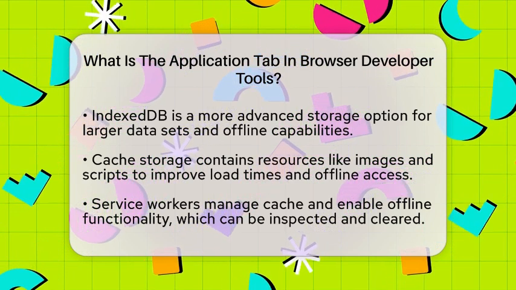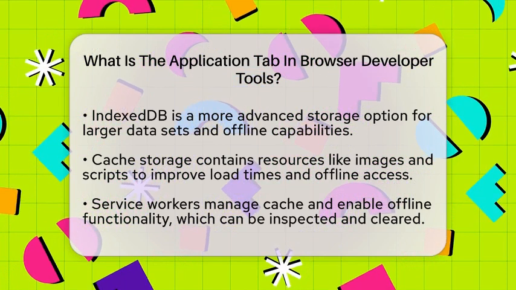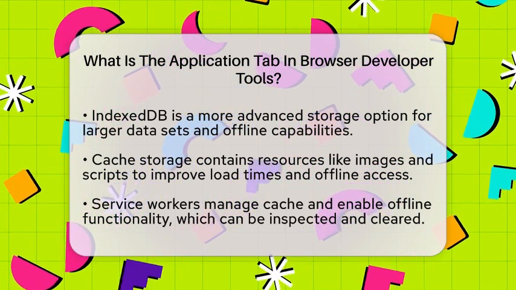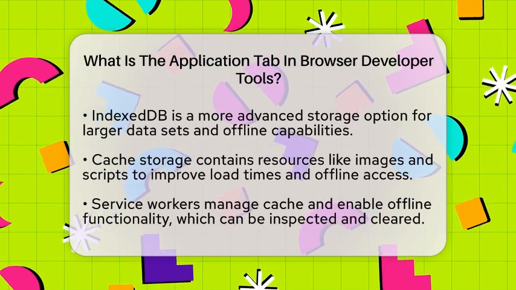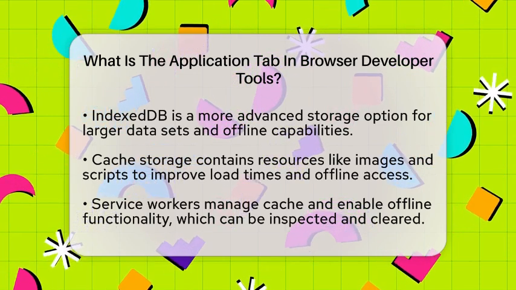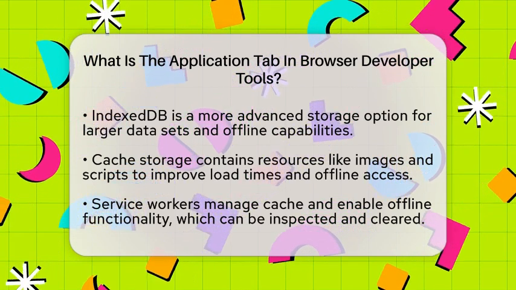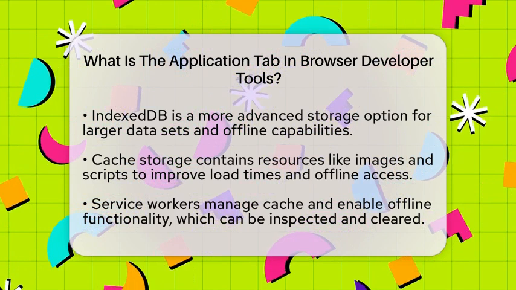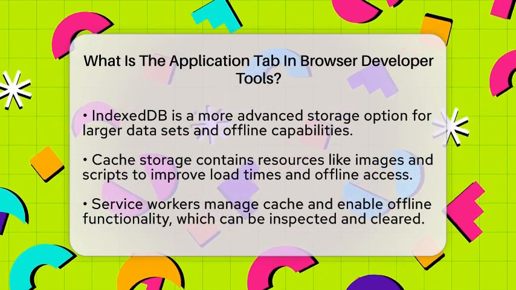The tab also shows cache storage and service workers. Cache storage holds copies of resources like images or scripts so your site loads faster and works offline. Service workers are scripts that run in the background, managing these caches and enabling offline use. You can inspect and clear cached data if your site isn't updating properly or if you're testing offline modes.